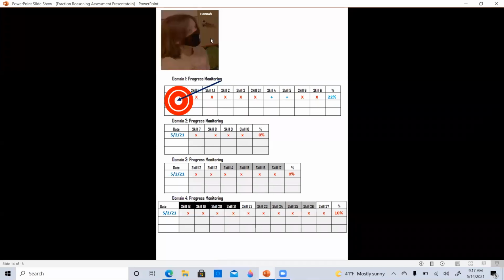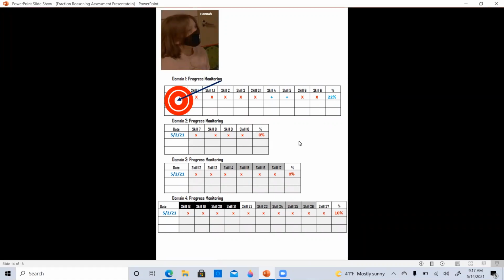Okay. Now take a look here. Remember Hannah, we know that she struggled immensely. If we didn't see the whole assessment, she basically is stuck in domain 1 and domain 2. We didn't have to give her 3 or 4, but we knew what the results would be. So we know exactly what she needs now.